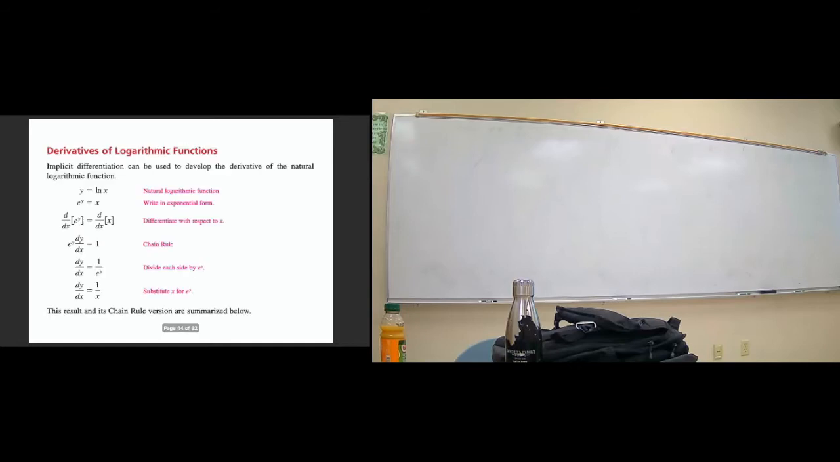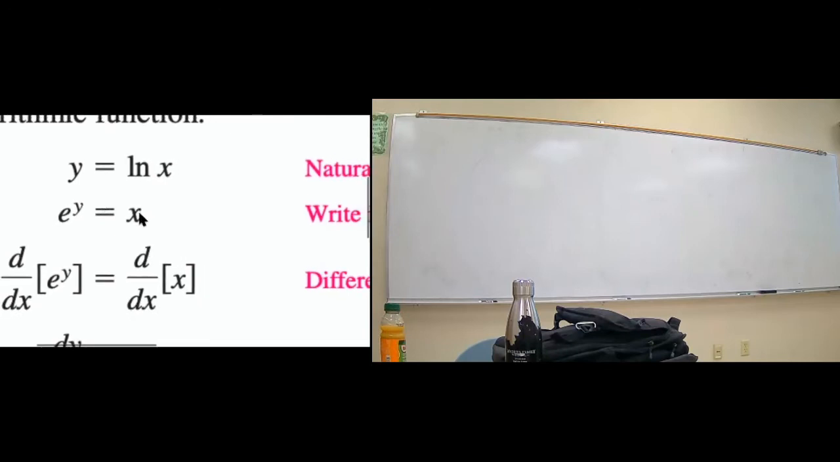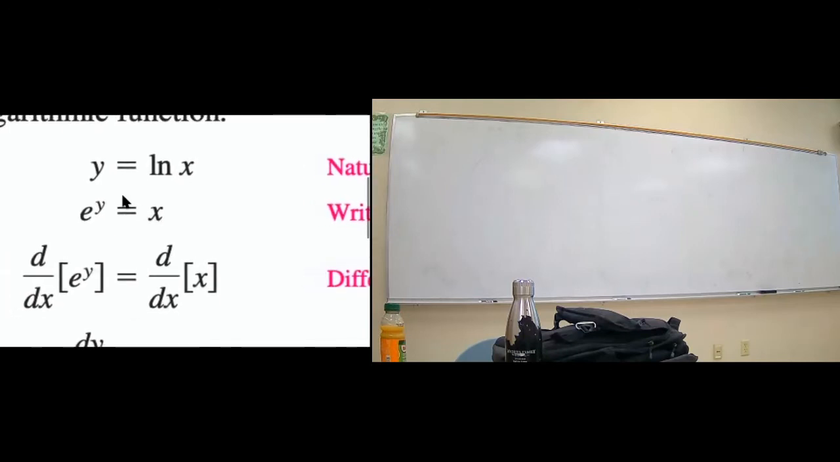All right, getting back into the lecture. We're going to talk about the derivative now of the logarithmic functions. And instead of writing out this proof on the board, I'm just going to walk you all through it on the slides. The first thing we're going to do is say, if y is equal to the ln of x, then when we exponentiate both sides, e to the y is going to be equal to x.